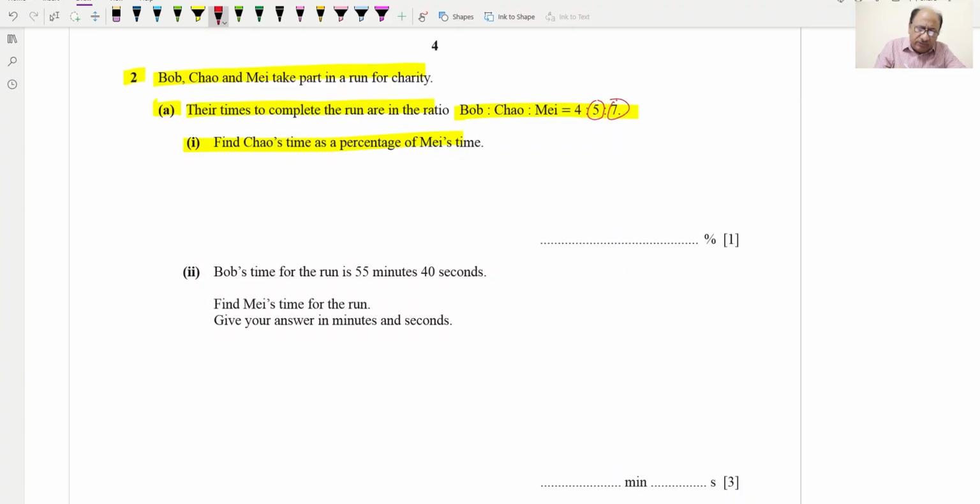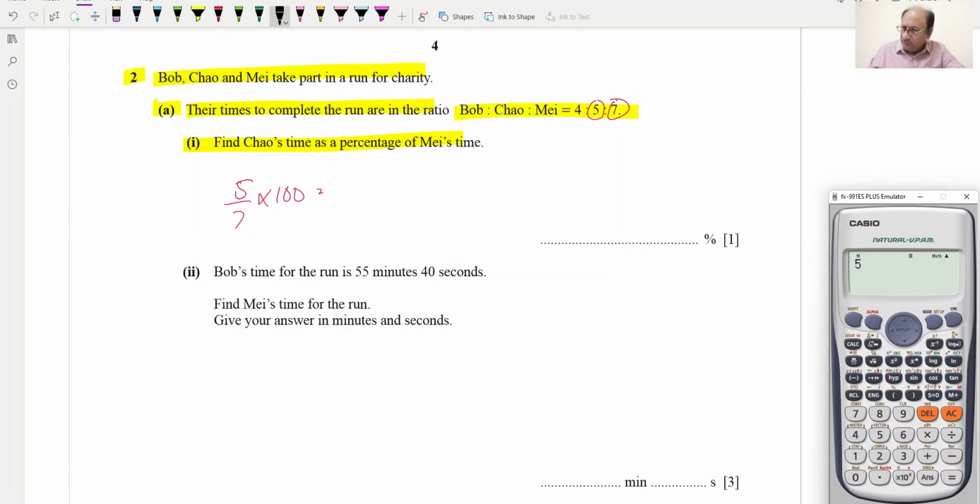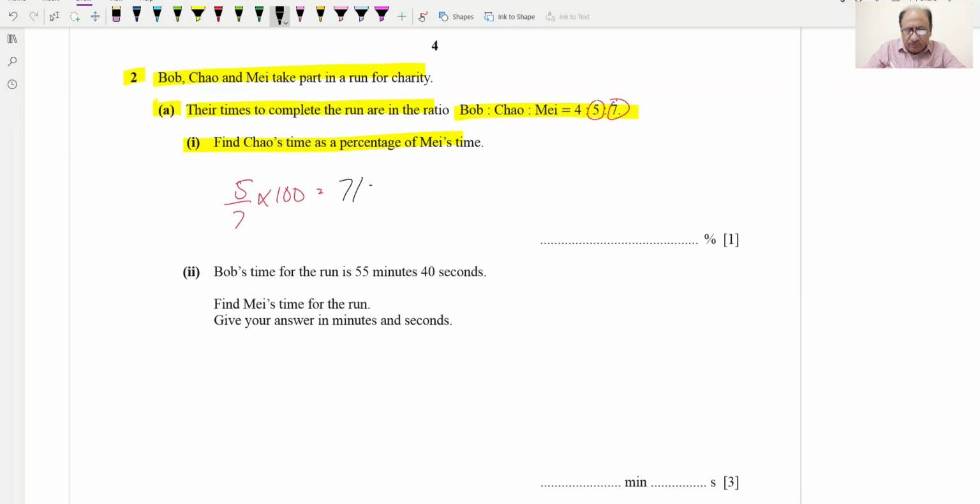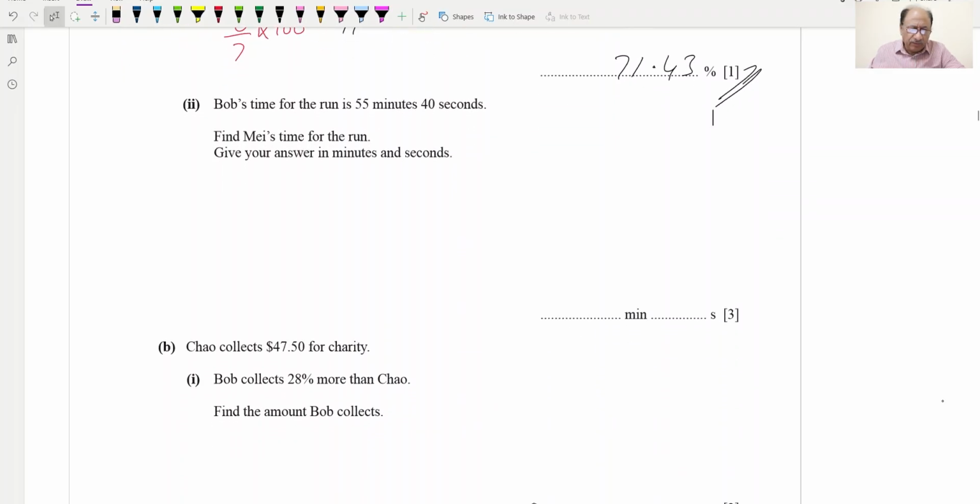So this one is 5/7. So 5/7 into 100 will be in terms of percentage. We can write 5/7 multiplied by 100, and this results in 71.43%. This is done. Now the second part: Bob's time for the run is 55 minutes and 40 seconds. Find Mai's time for the run, give your answer in minutes and seconds.